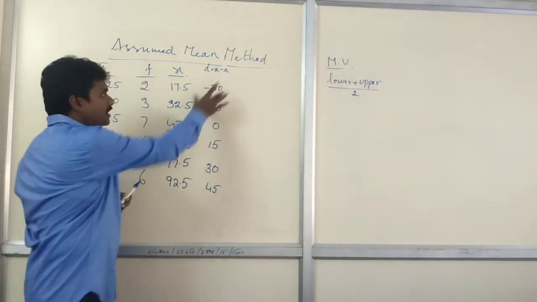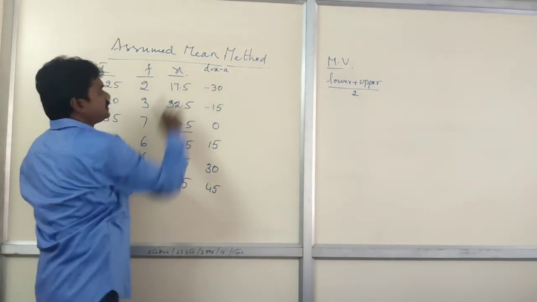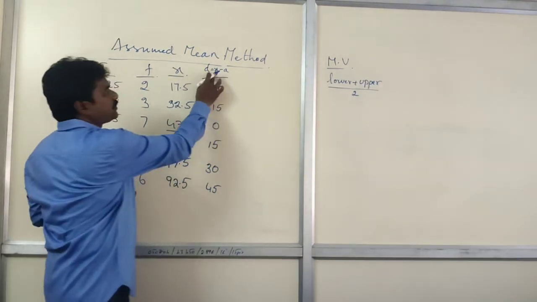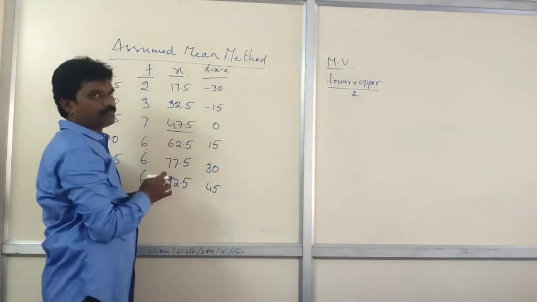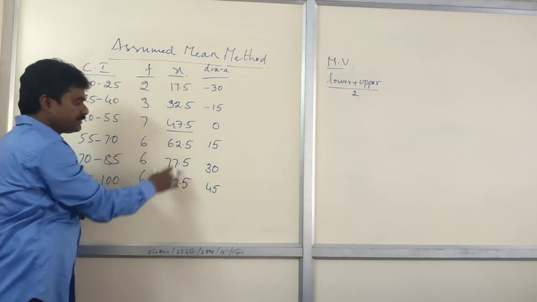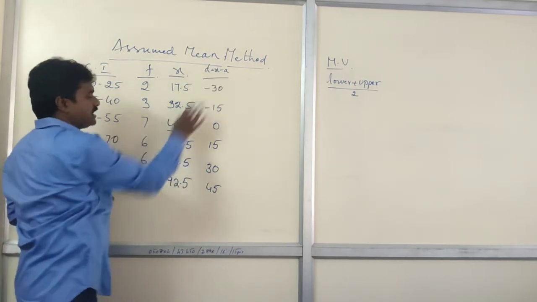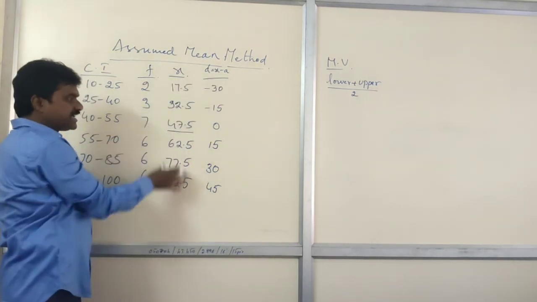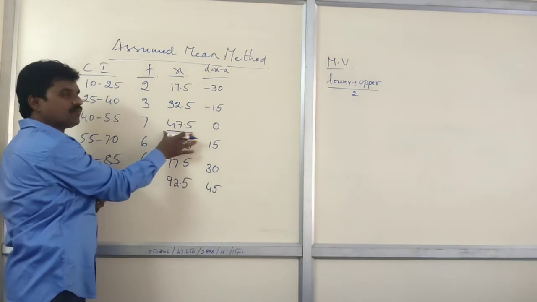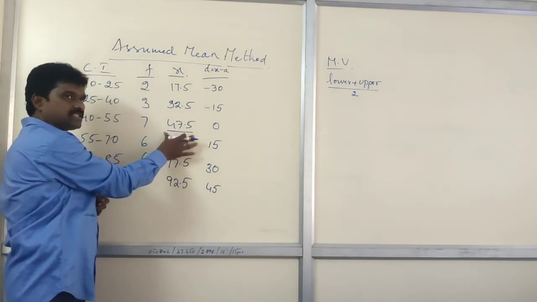So I repeat, how did you get this? The calculation of difference is equal to x minus A. X, these are the mid values. A, assumed mean. In this data, I have assumed 47.5 as the mean.